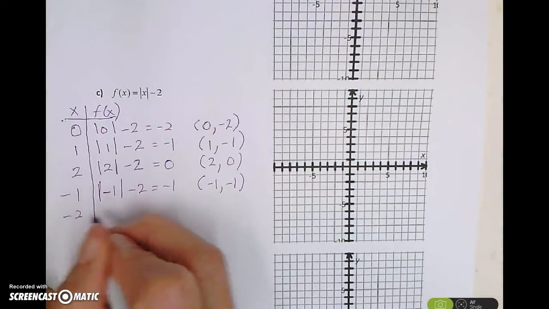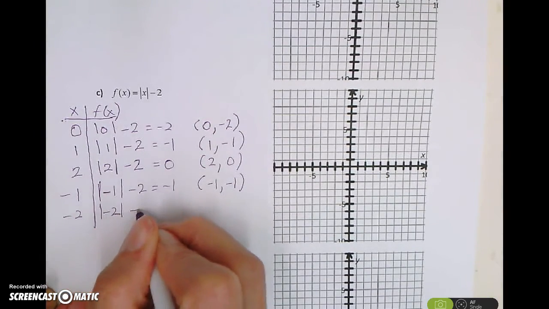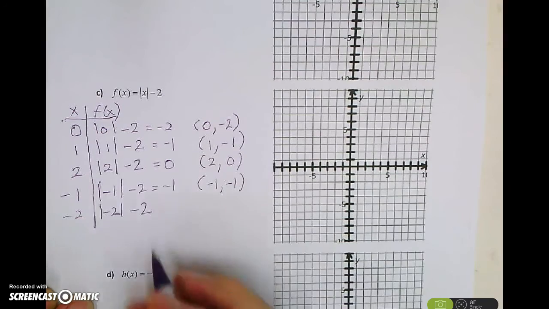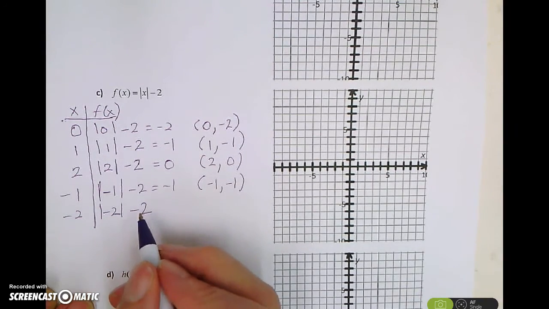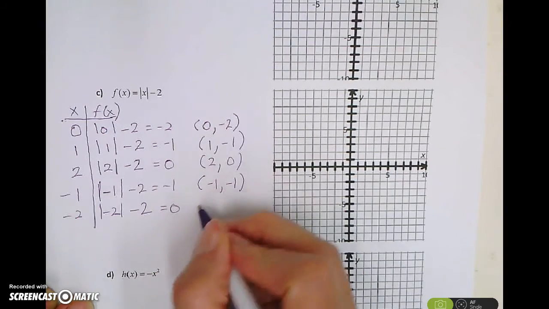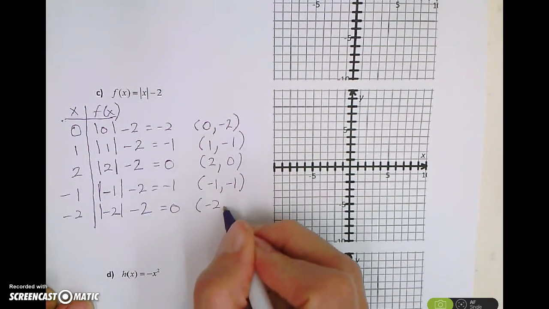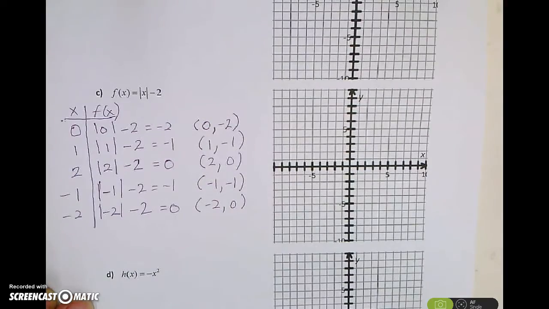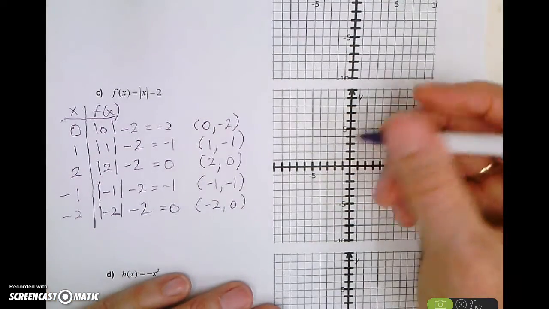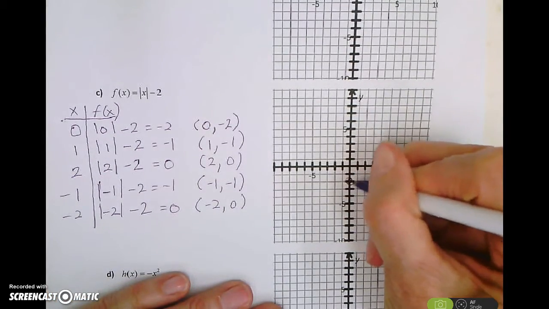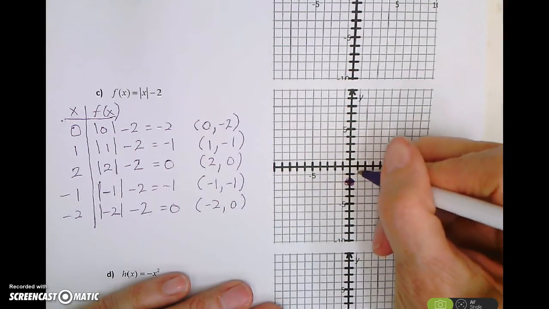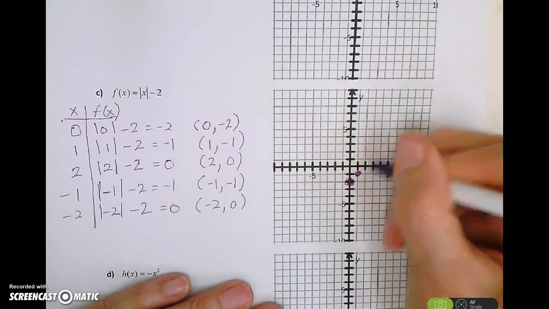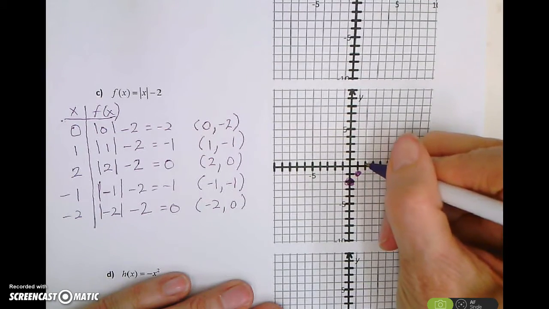And I put in a negative 2, absolute value of negative 2 minus 2. So the absolute value of negative 2 is positive 2. Positive 2 minus 2 is 0. And I get input negative 2, output 0. So let's plot those points. So the first one is 0, negative 2. Then I have 1, negative 1. And I have 2, 0.